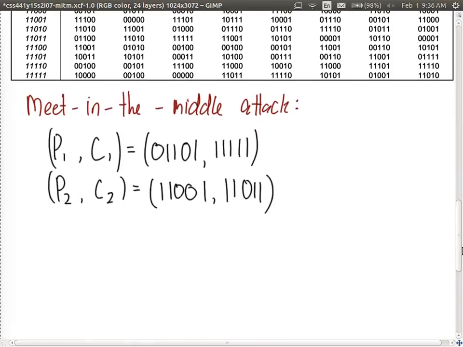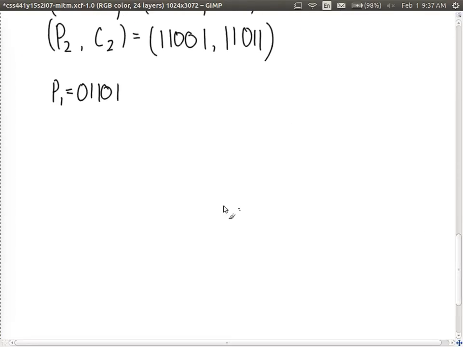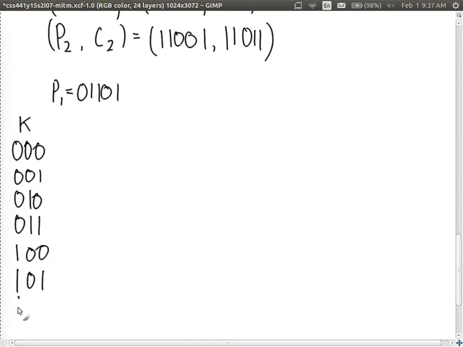So the meet in the middle attack, we're going to start with P1 and encrypt with the 8 possible keys. I'll list them. We know what they are. And we're going to get 8 intermediate values of X.